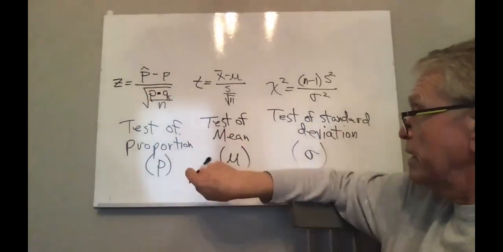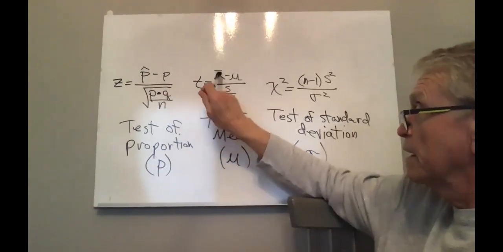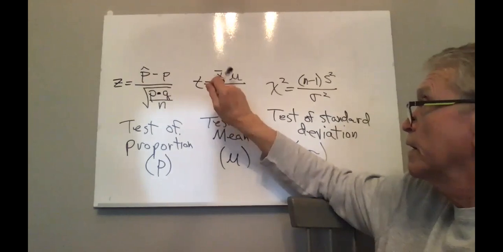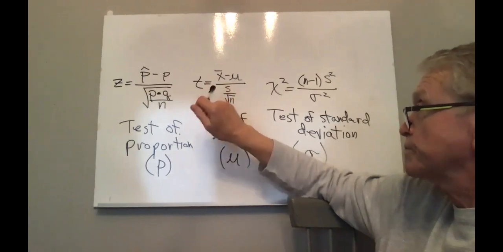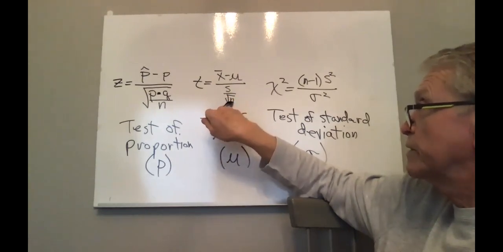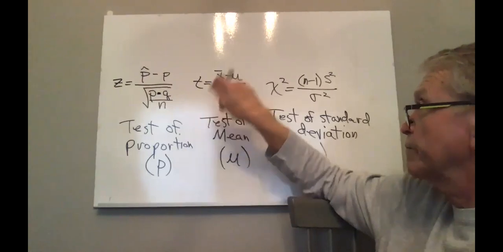For a test of the mean, mu is the parameter being tested. It's the t test statistic. And we'll need to know a sample mean, which is an estimate of the parameter mu. And we'll know the assumed value of mu from H0. And we'll need to know the standard deviation of the sample from the problem, and we'll need to know the sample size from the problem. And s over the square root of n is in the denominator. So we've got the formulas there.